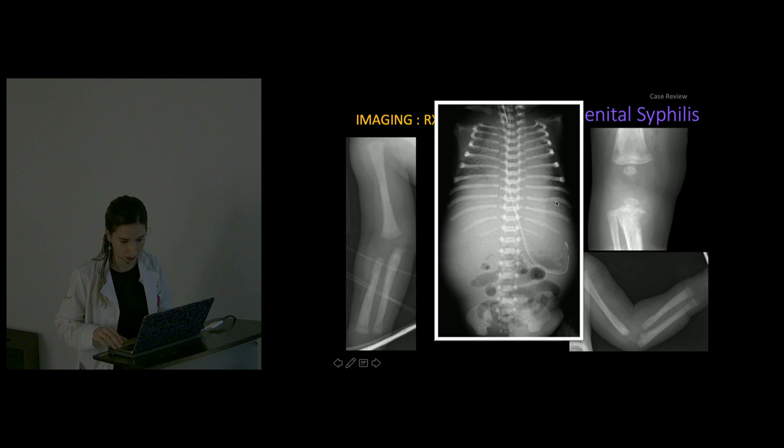And in the knee here, this is an anteroposterior radiograph of the knee that shows erosive destruction of the medial tibial metaphyses and medial distal femoral metaphyses, as well as periosteal reaction. And this all is part of the same spectrum of skeletal findings of congenital syphilis.